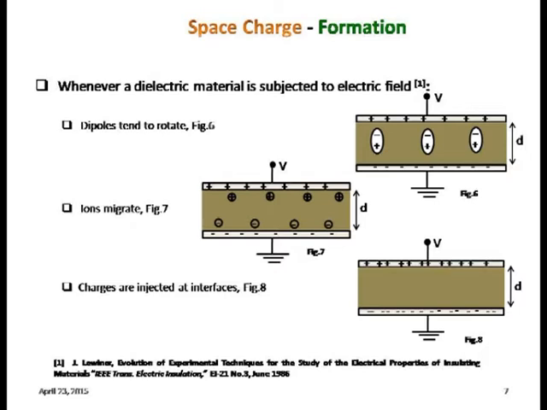Similarly, charges are injected in another case. Charges are injected from the surface a little bit inside the insulation like this. In this case, the same charges are being injected. This kind of phenomenon is known as homocharge formation in dielectrics. So these two types of space charge formation are observed. Apart from this, one more type is observed, which I will tell you later.